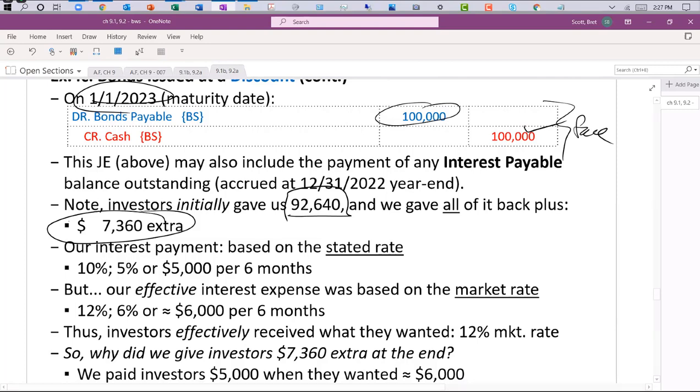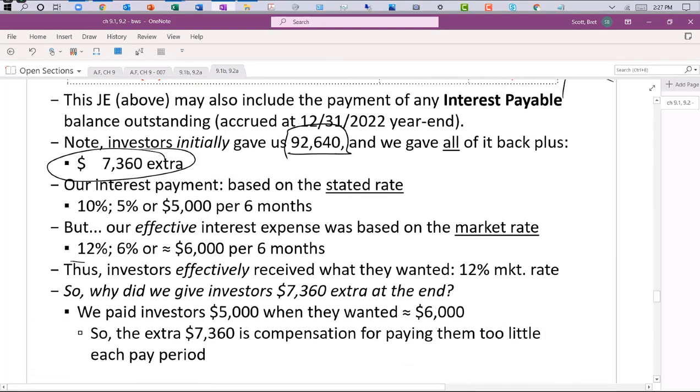Why did we do that? Because they wanted roughly 6% every pay period. They only got 5% in cash. So this extra amount that we're paying at the end, that's the delayed amount. That's the 1% difference they did not get whenever we paid them every pay period, 2% annually. So we're paying the legally stated rate, but the market rate determines the true cost.